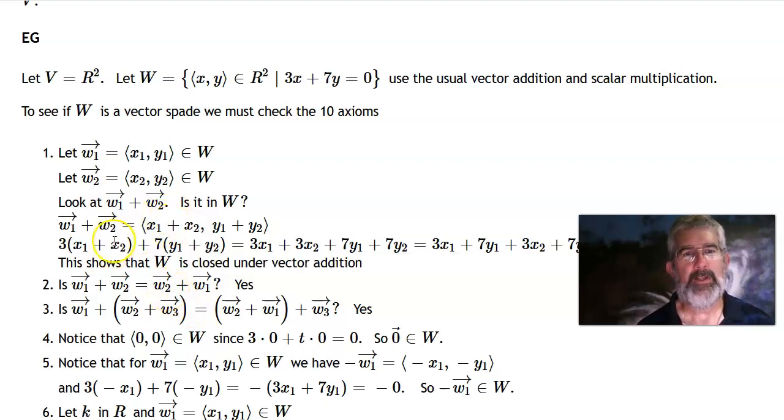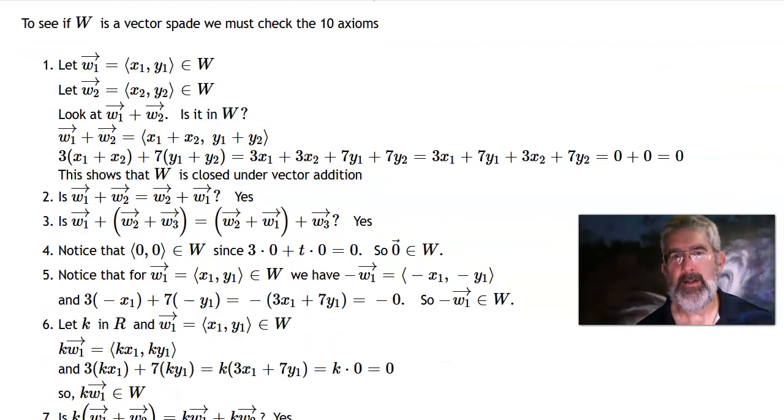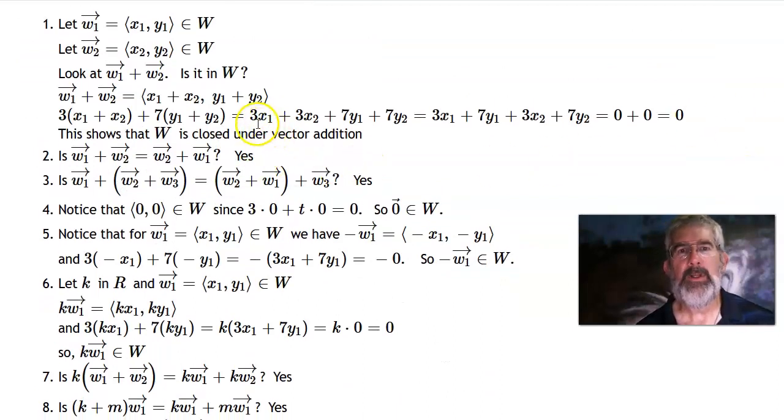So check. 3 times the X coordinate we just got, plus 7 times that Y coordinate. I want to see if that's equal to 0. And, well, distributive property, there's 3x1 plus 3x2, 7y1, 7y2. Move some things around. So the 3x1 plus 7y1 plus 3x2 and 7y2. Now, look at 3x1 plus 7y1. I'm claiming that's equal to 0. Likewise, 3x2 plus 7y2 is equal to 0.